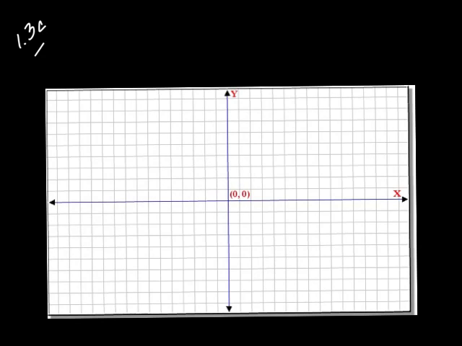This is lesson 1.3, and we're on the third video, so 1.3c. And we're still dealing with trig functions. We're in example 3 right now. So I've got the xy axis right there.